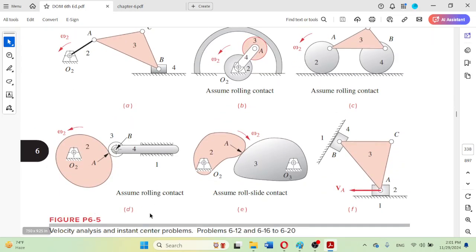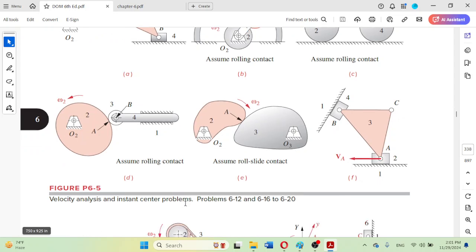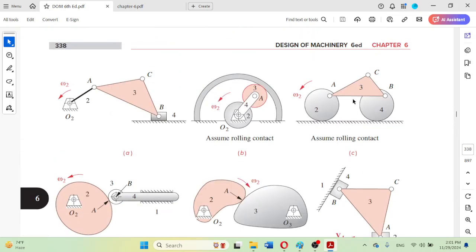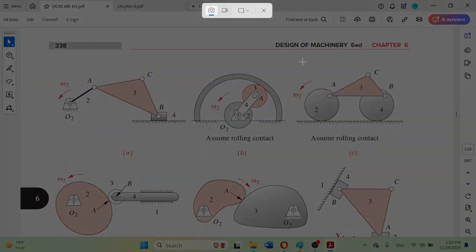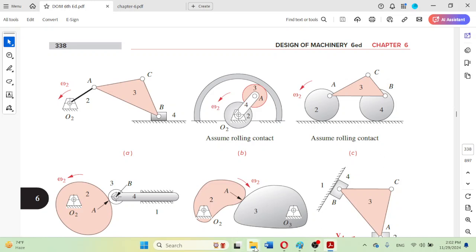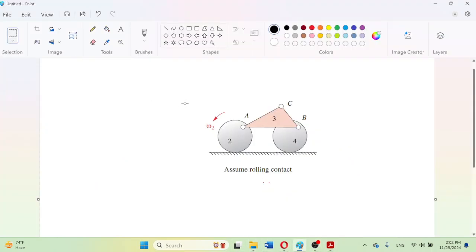In this video, the solution guideline for problem 6-12 in figure P6-5 and part C will be shown. So let us take the snapshot of this part and just paste it here.